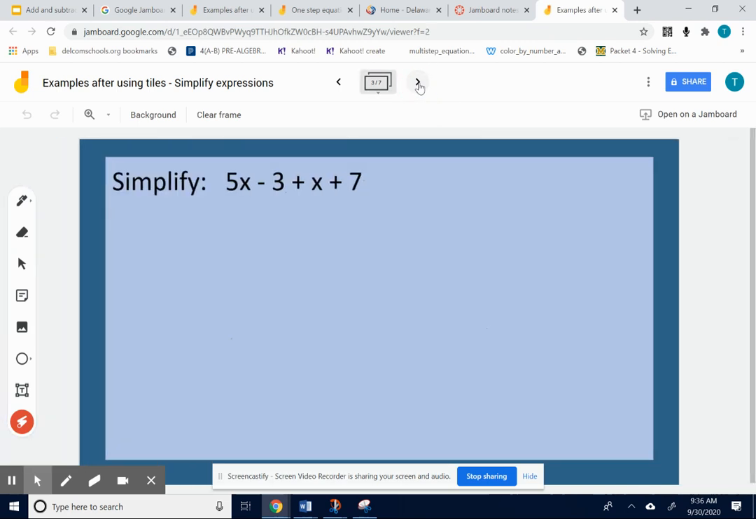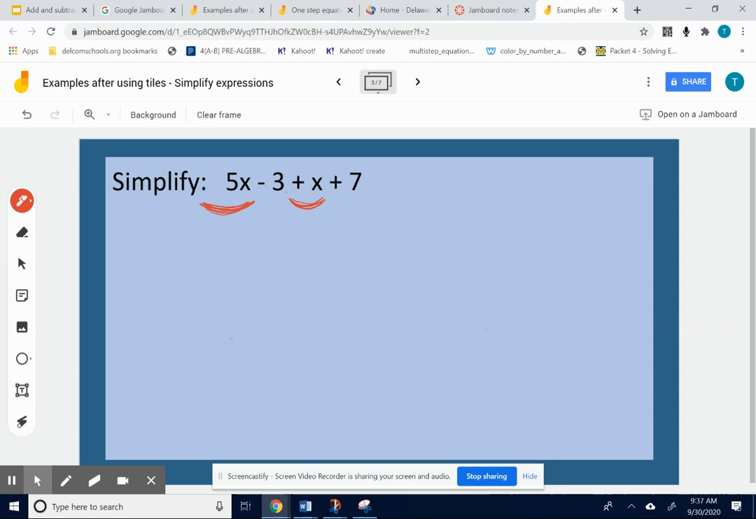Okay, we had 5x minus 3 plus x plus 7. If I wanted to do this without pictures, without tiles, I'm going to use red for my x's. I'm just going to focus on my x's for a second. I got a 5x, always keeping the sign in front of it. Okay, it's a positive 5x and a positive x. Include the sign in front when you do this part.